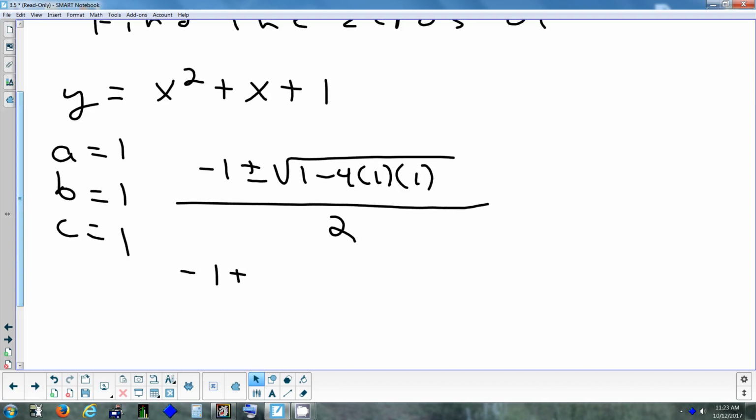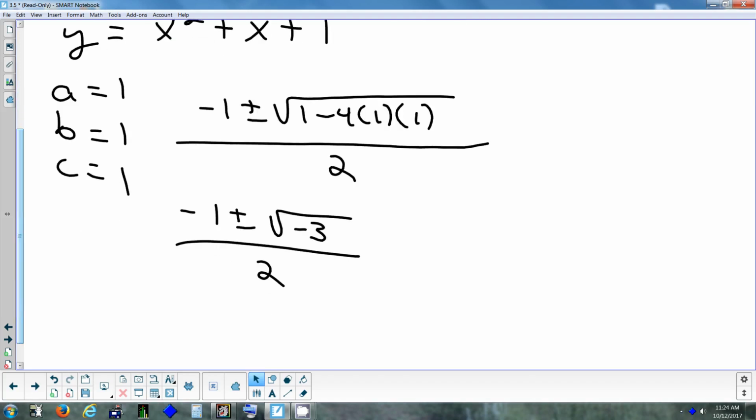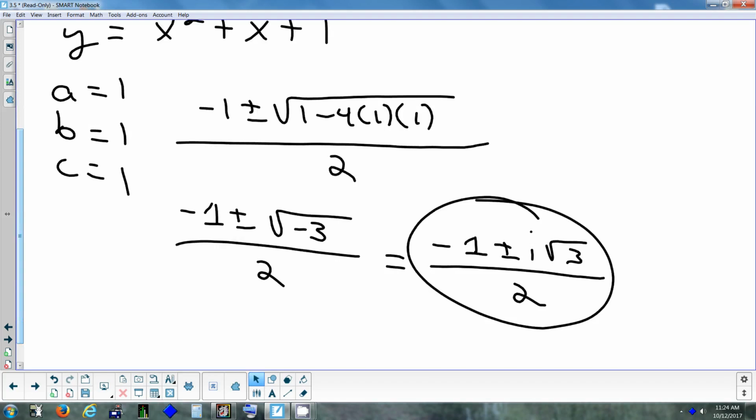Okay, so I get negative 1 plus or minus, what's going to be under the square root? Negative 3, over 2. Now that's almost my answer, but I just don't want to leave the negative under the square root. So how would we rewrite it so that we have an i in there somewhere instead of negative 3? Yep, Chantal? Negative 1 plus or minus i square root 3 over 2. Perfect. And those are your roots.